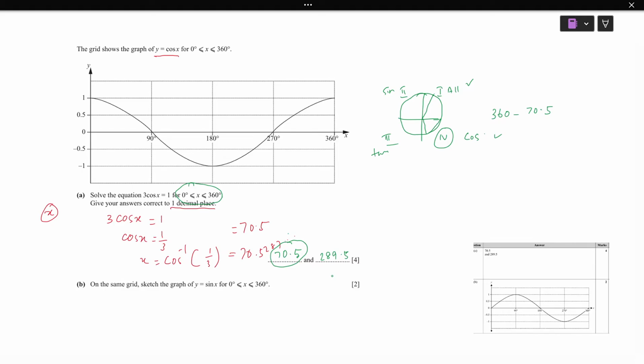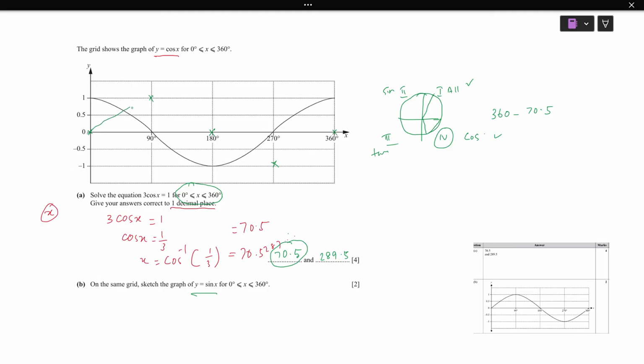Next question. On the same grid, sketch the graph y equals sin x, for the cycle 0 to 360. First you need to use the calculator, no problem. Check what is sin 0. Sin 0 is 0, the first point here. Next, sin 90 is 1. Next, sin 180 is 0. Next, sin 270 is -1. Next, 360 is 0.